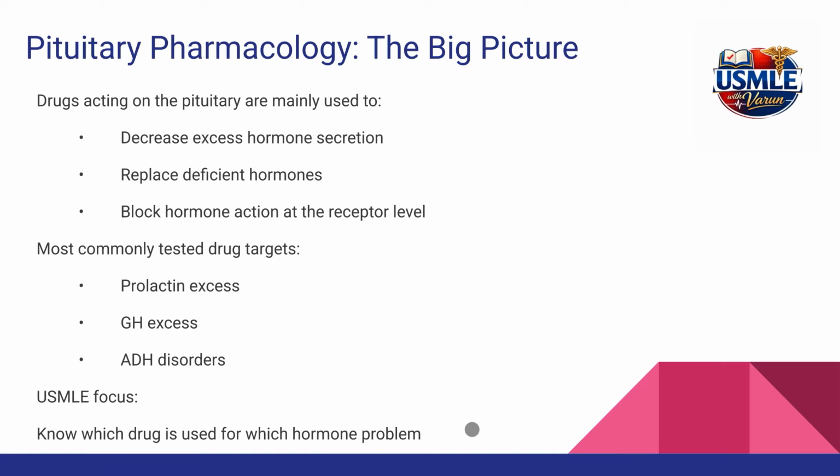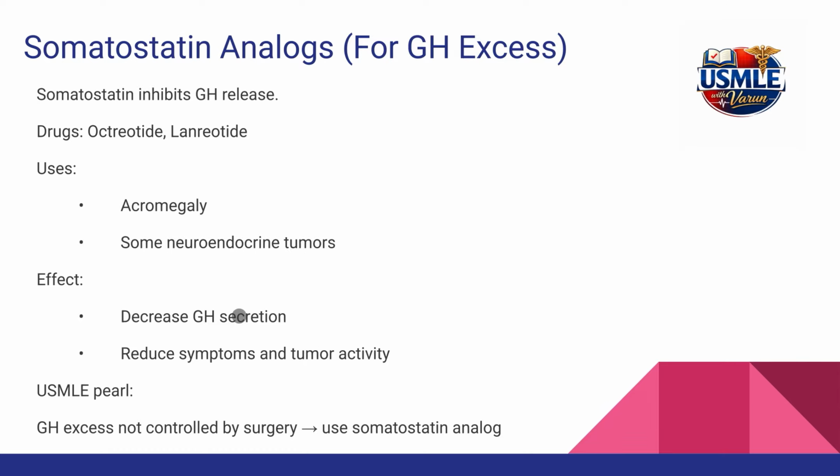Somatostatin analogs such as octreotide and lanreotide inhibit growth hormone release, and these are used in cases of acromegaly and some neuroendocrine tumors. In case of acromegaly, especially when surgery is not sufficient to treat it, we have to consider using somatostatin analogs like octreotide and lanreotide.